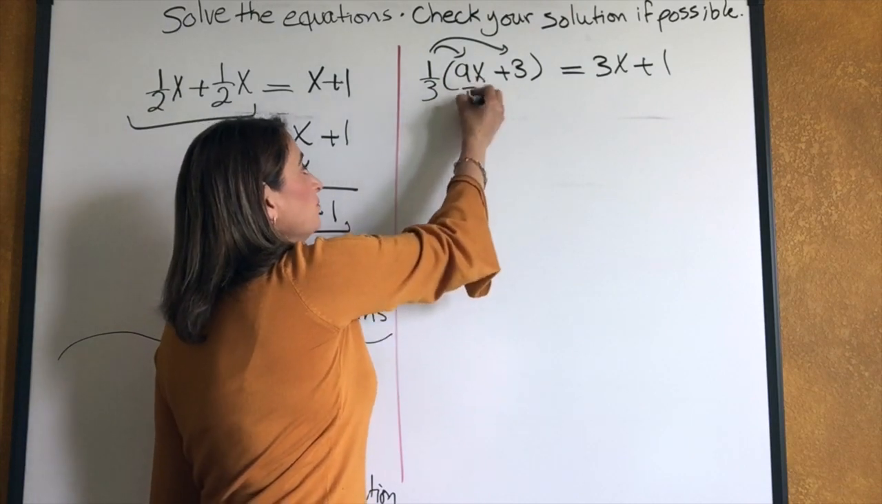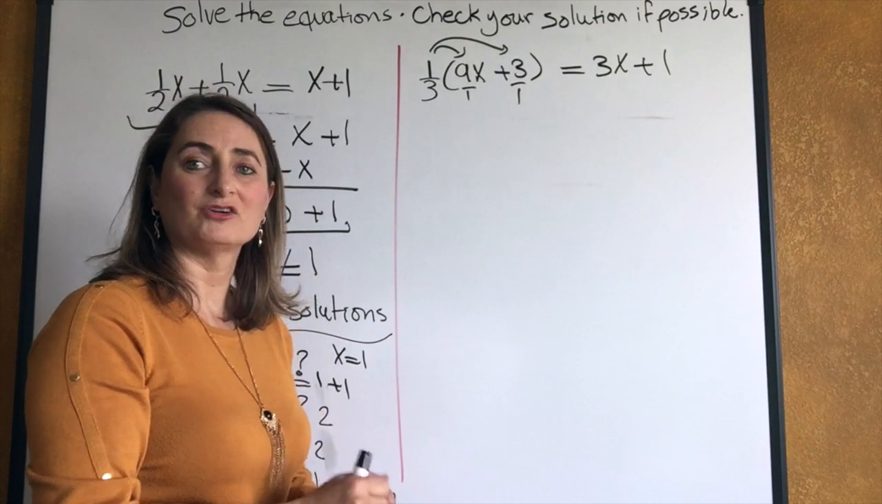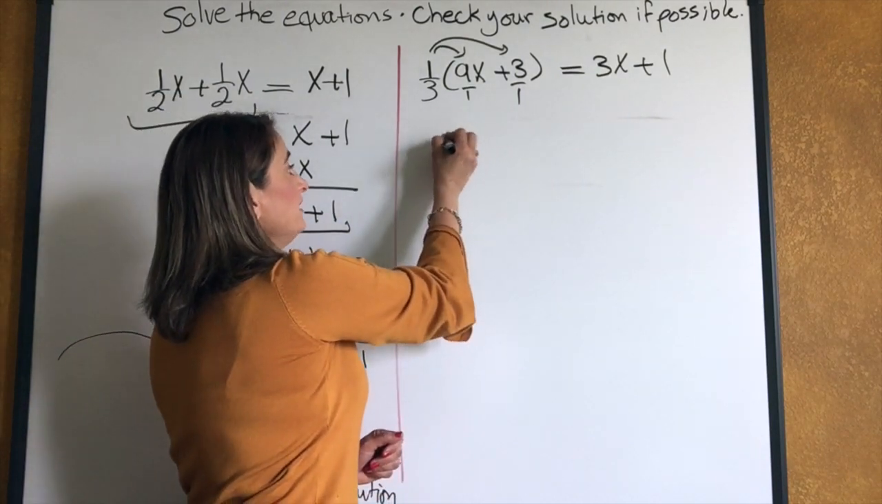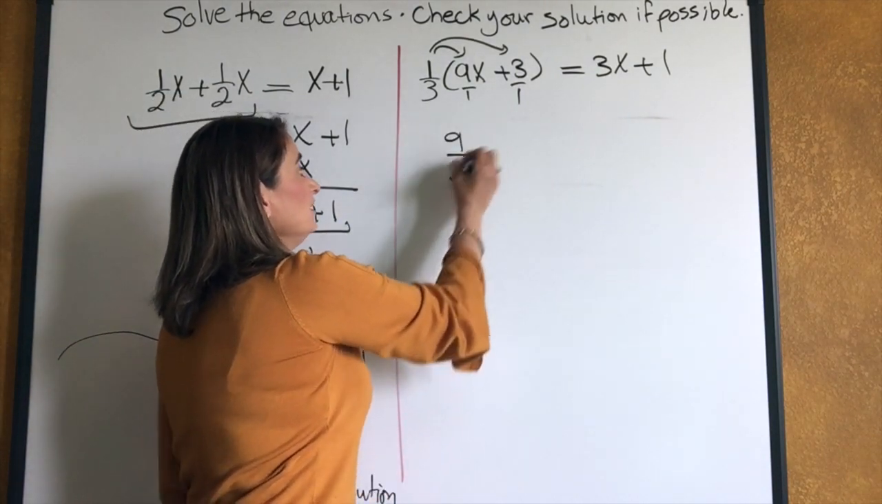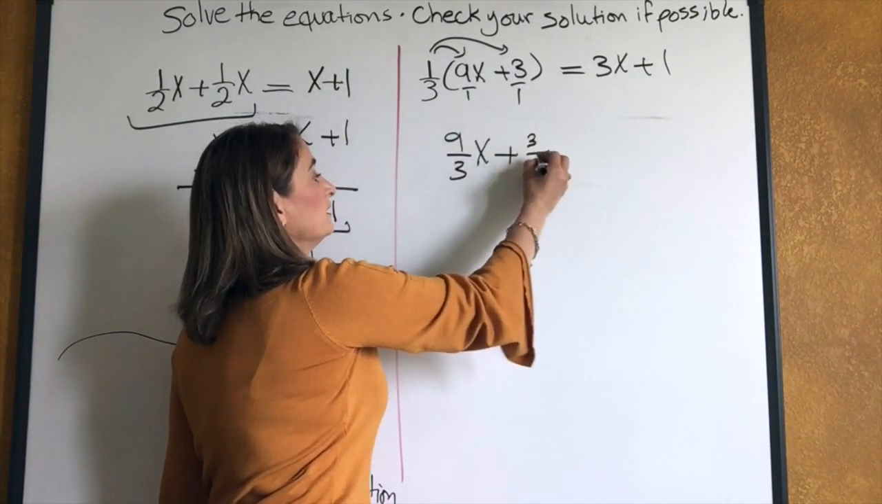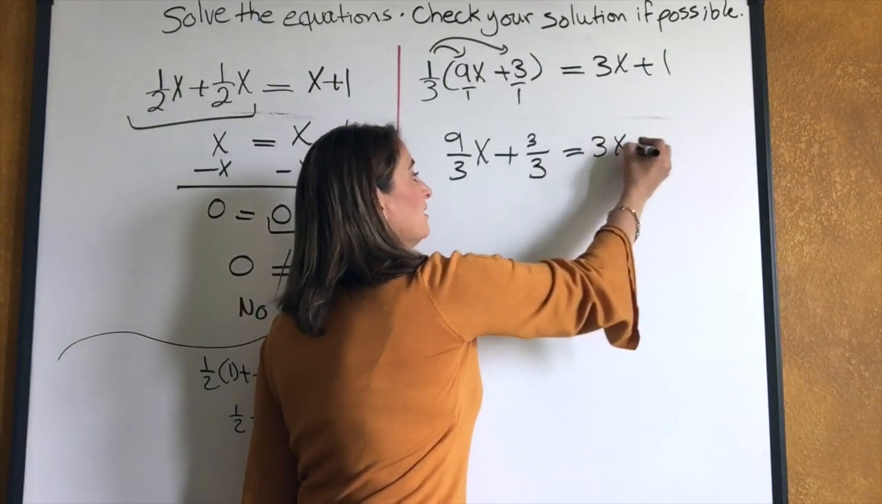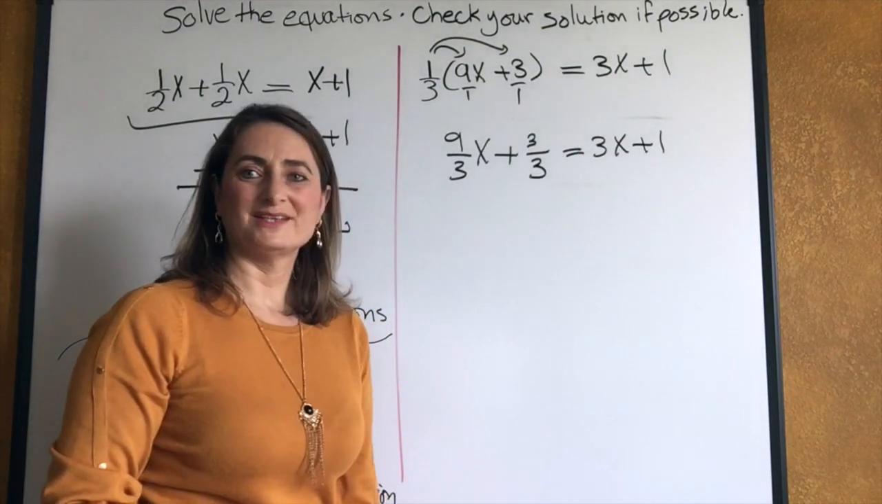Since this is a fraction, I'll put this over 1 and put this over 1 because it's easy to multiply across. 1 times 9 is 9. 3 times 1 is 3. Bring the x down. Plus 1 times 3 is 3, and 3 times 1 is 3. Bring the equal sign down. 3x, bring it down. Plus 1, bring it down.